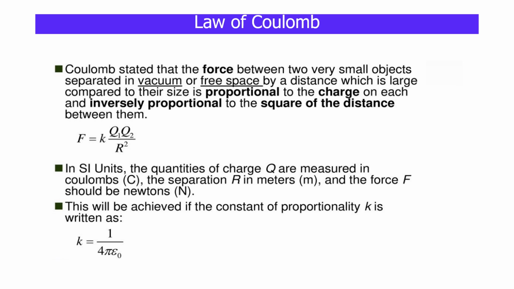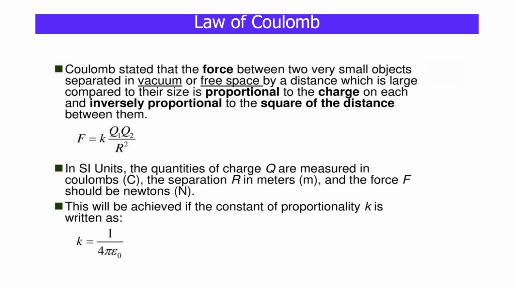Now, Coulomb stated that the force between two very small objects separated in vacuum or free space by a distance which is large compared to their size is proportional to the charge on each and inversely proportional to the square of the distance between them. As an equation, it is represented as F is equal to K Q1 Q2 divided by R square. In SI units, the quantities of charge Q are measured in Coulomb, the separation R in meters, and the force F in newtons.